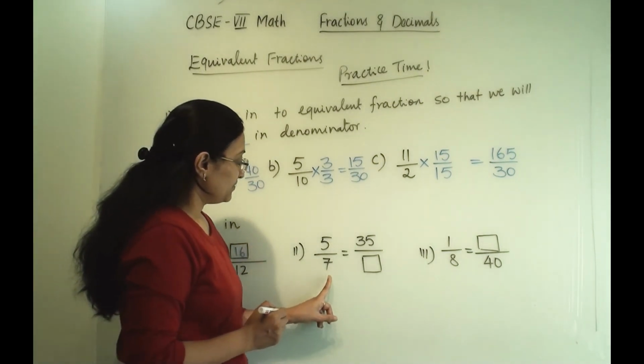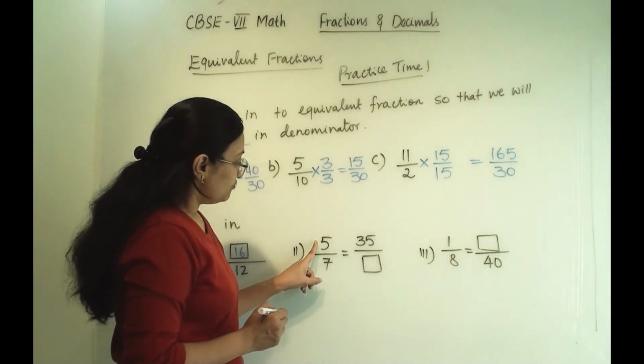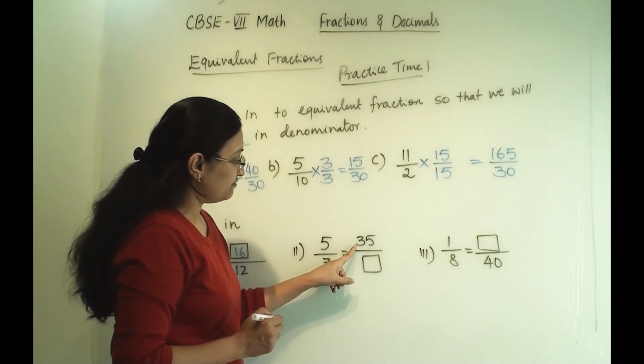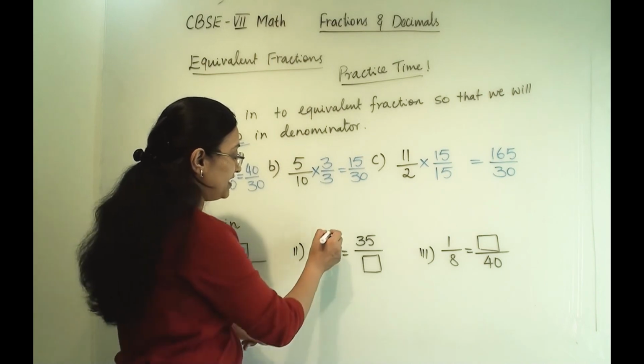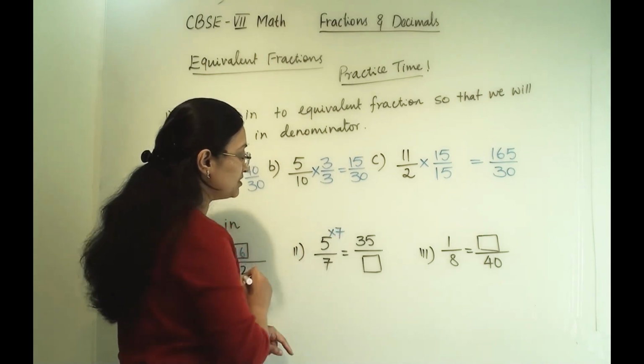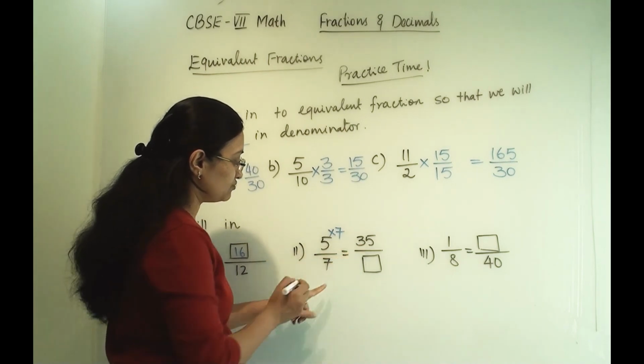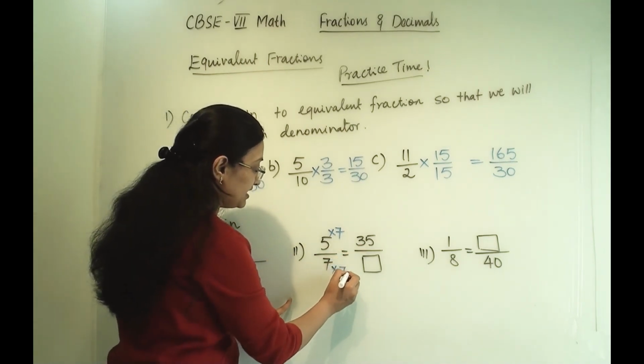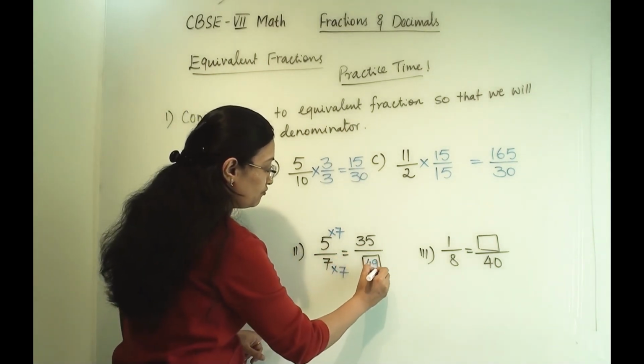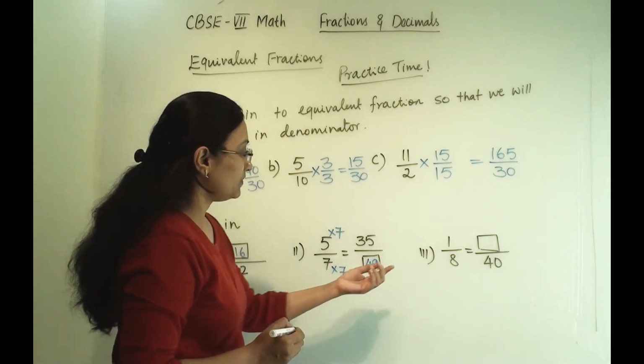Now next. Here from 5 it has become 35. So which number have we multiplied here? It must have been 7. So 5 7s are 35. So the same number we will multiply here and we will get 49.